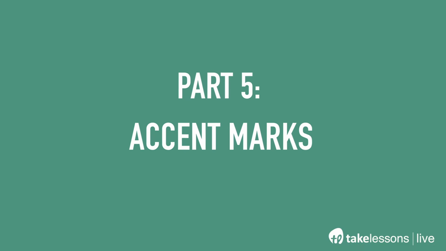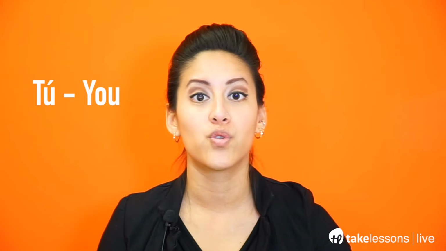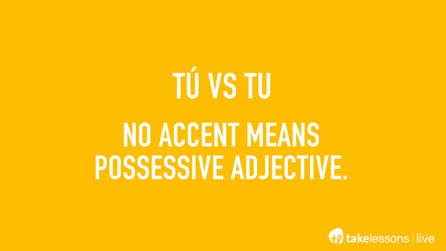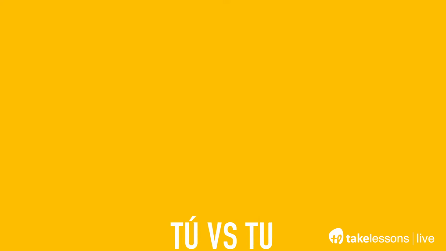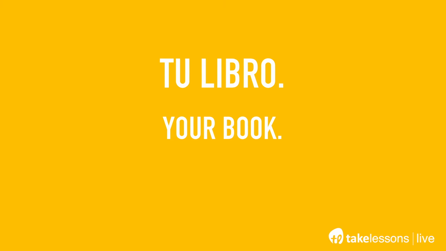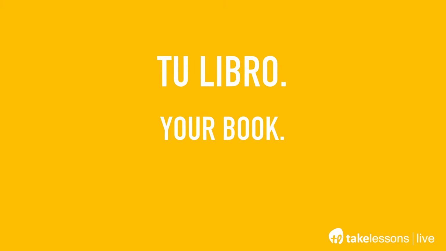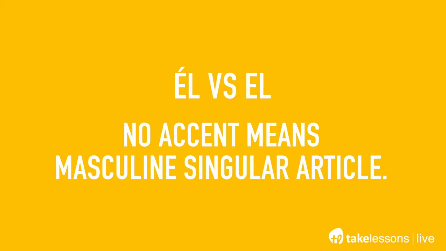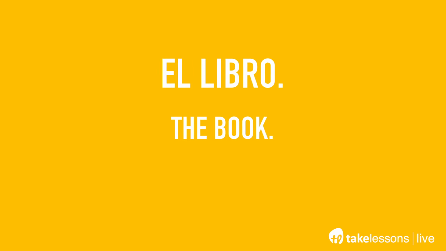Pronouns have accent marks. Pay attention to the accent marks. Tú, there's an accent on the U. If there's no accent, it means that it's a possessive adjective. Tu libro, your book, not tú, you, pronoun. For él, we have an accent on the I. Él, he. If there's no accent, then it is a masculine singular article. El libro, the book.